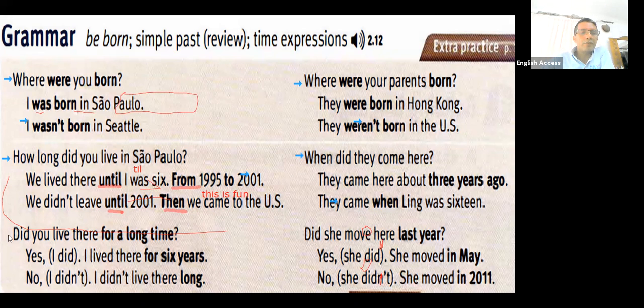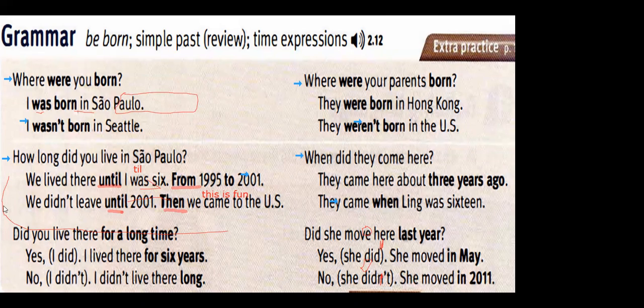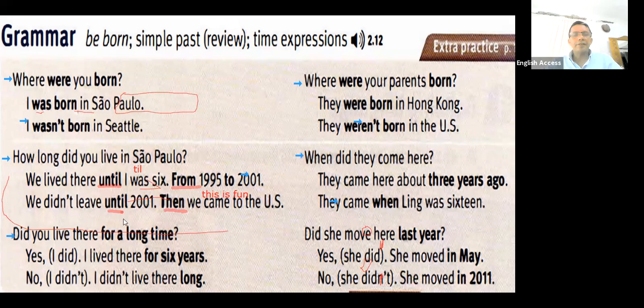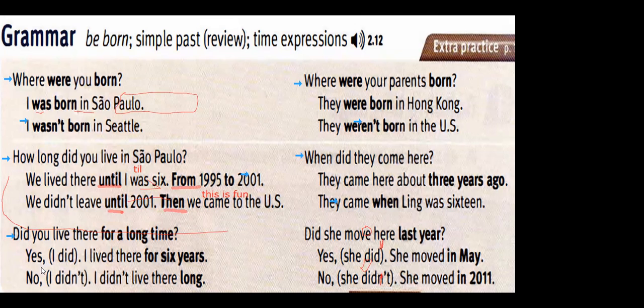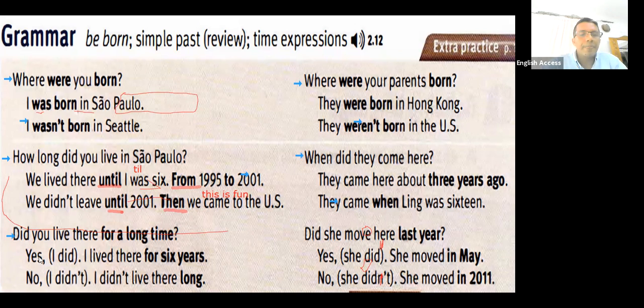Anyway, Andrea, will you please read this one? Did you live there for a long time? Yes, I did. I lived there for 6 years. No, I didn't. I didn't live there long. Yes, that's one of the things that you have to do when you have yes or no questions. You need to respond, yes, I do. Yes, I did. Period. Punto. And then continue with the extra information. Sometimes you just say yes. I mean, that's the formal way to learn, right? Sometimes you say yeah. But that's after you learn this, when you use it in a conversation. Yes, I did. No, I didn't. That's why it's in parentheses.